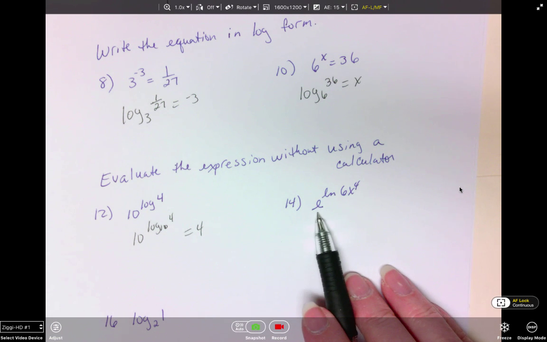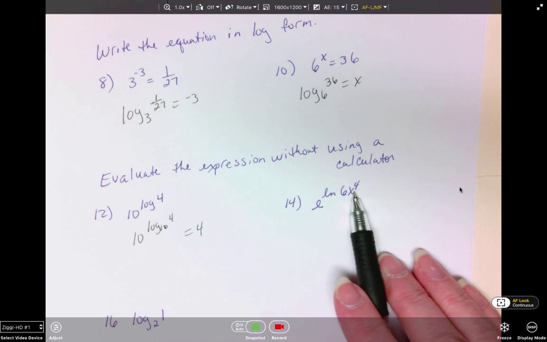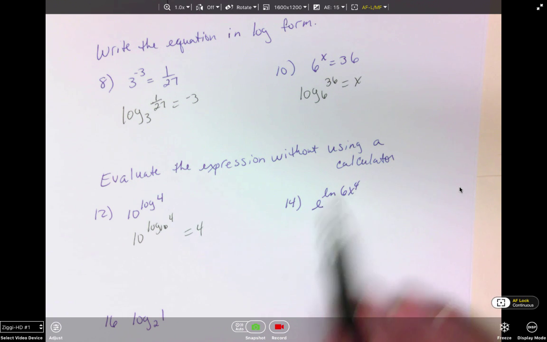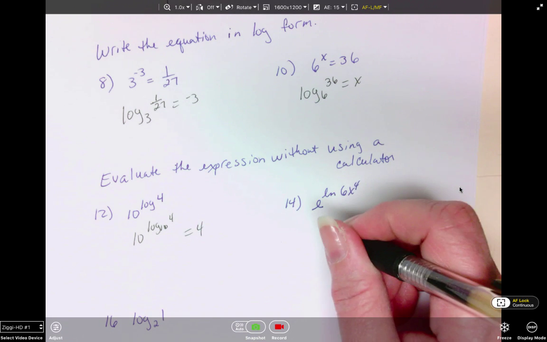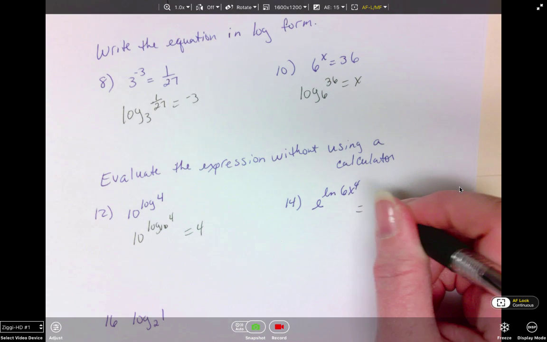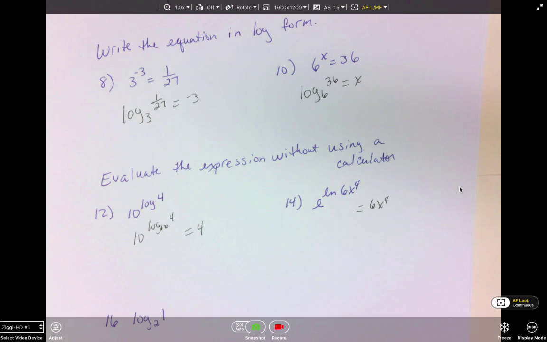And over here we have e to the ln of 6x to the 4th. Well, e and ln undo each other. So in this case also we're going to have it equal to 6x to the 4th.